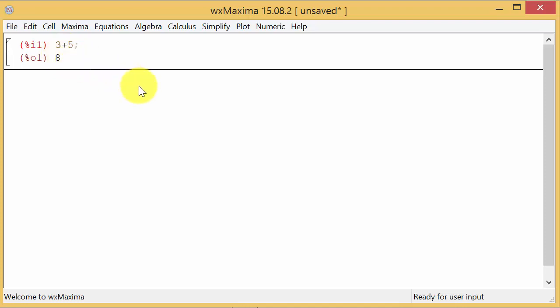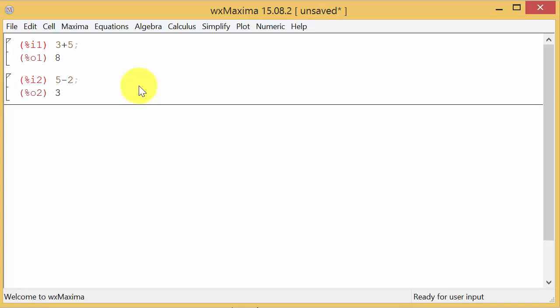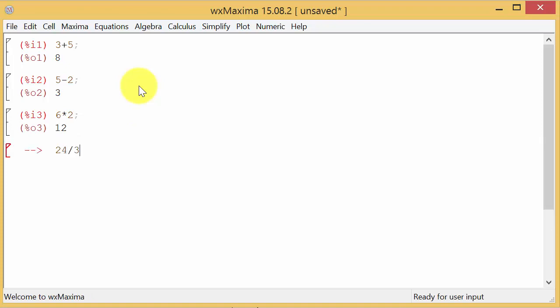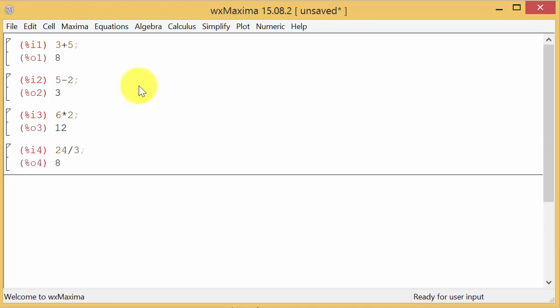Now let's look at 5 minus 2. Hit enter. That gives us 3. Multiplication, 6 times 2. The multiplication symbol is just the asterisk symbol, Shift 8, or if you have a number pad, it's on there. Hit enter. That gives us 12. 24 divided by 3 gives us 8.